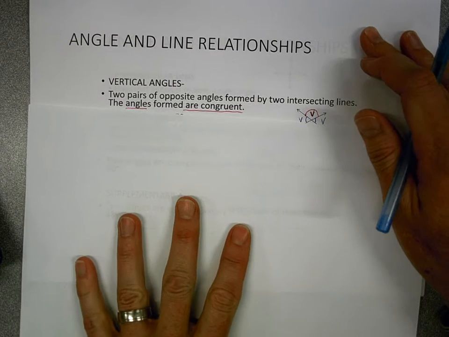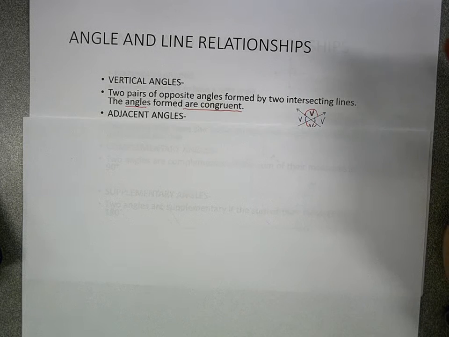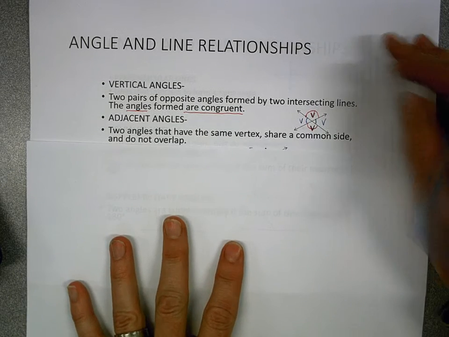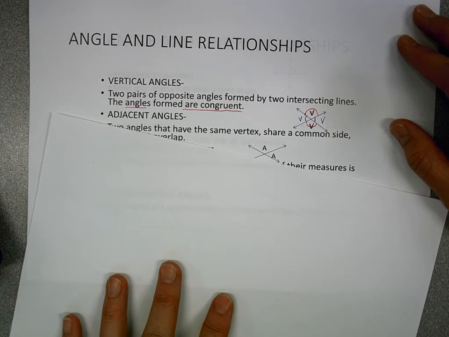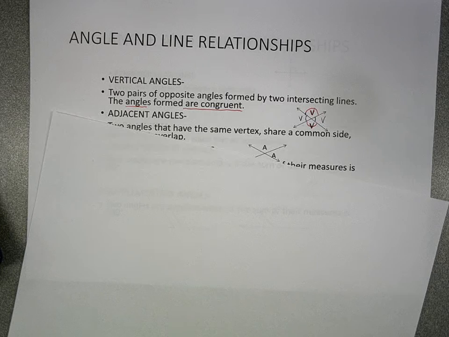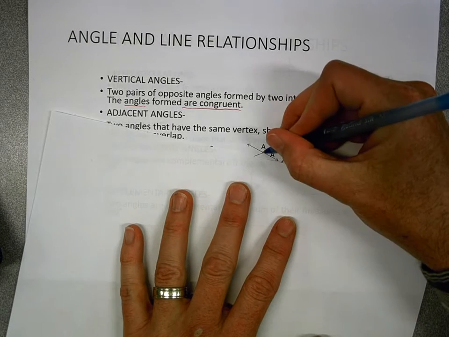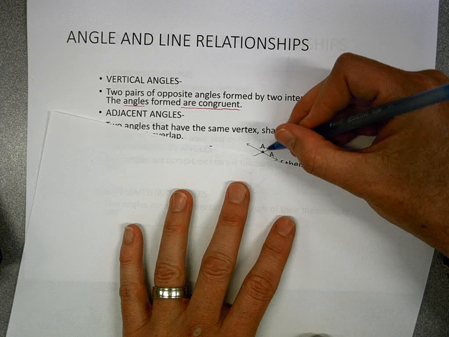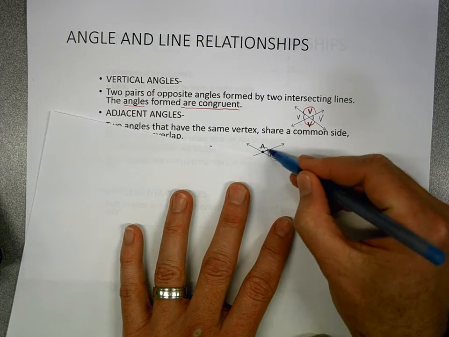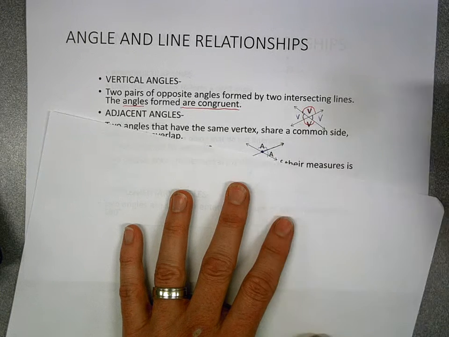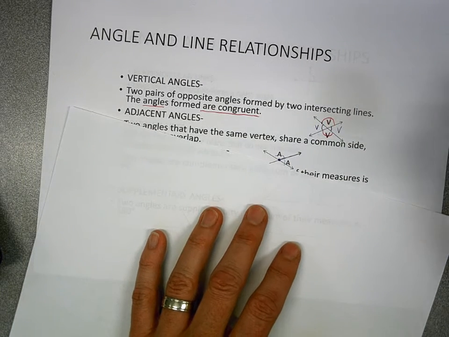Now, here's another one. Adjacent angles. Everyone? Adjacent angles. These are two angles that have the same vertex, share a common side, and do not overlap. All right? So basically, angles side by side. If you take a look, they share a vertex. I'm talking about this angle right here and this angle. Those two angles share a vertex. They share a common side, which is this one right here, the ray right in between. And they don't overlap. They're just side by side, share a common side. They're called adjacent angles.